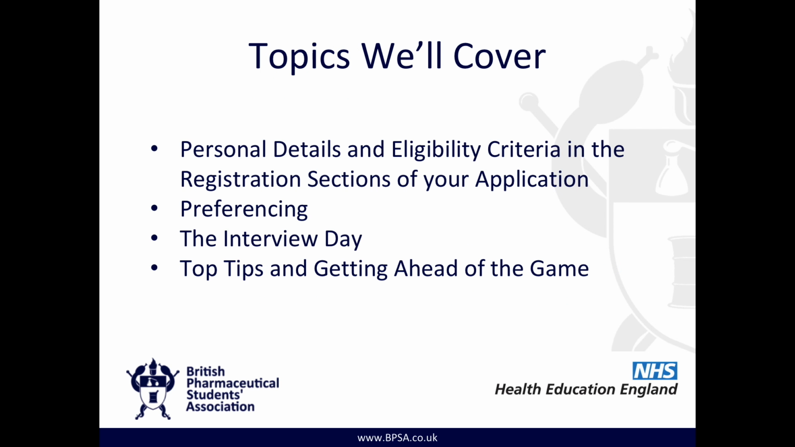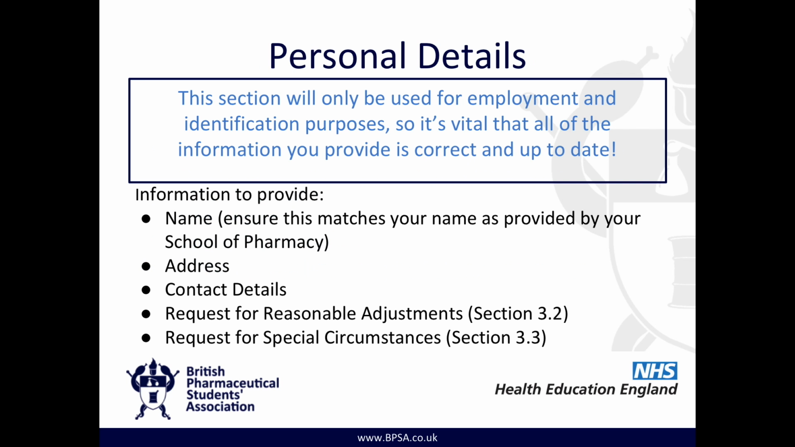Topics we'll cover will include personal details and eligibility criteria in the registration sections of your application, preferencing, the interview day, and top tips in getting ahead of the game. Please note that the topics covered in this webinar are not extensive and we've only highlighted key areas that we feel need extra focus. All of the information about the entire application process can be found in the applicant handbook, and information about how to use the Oriole system can be found on the Oriole website.